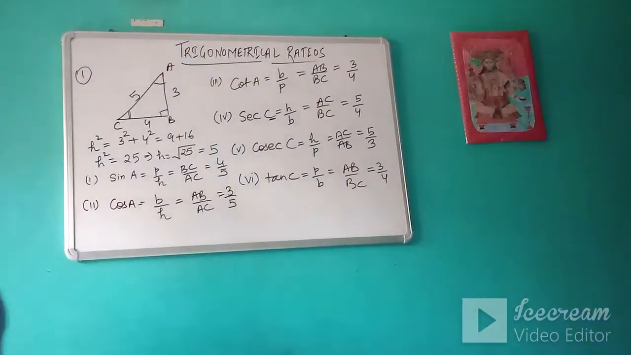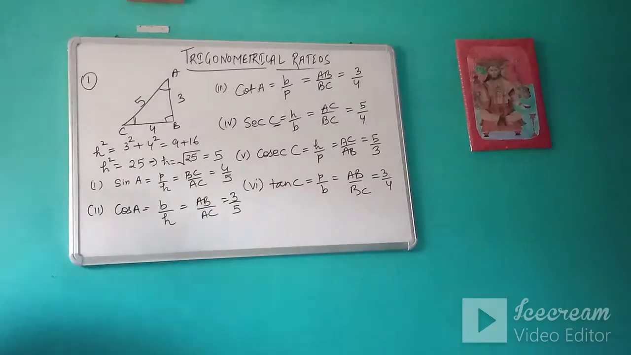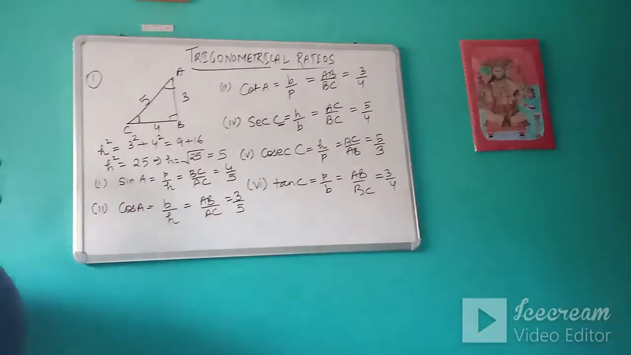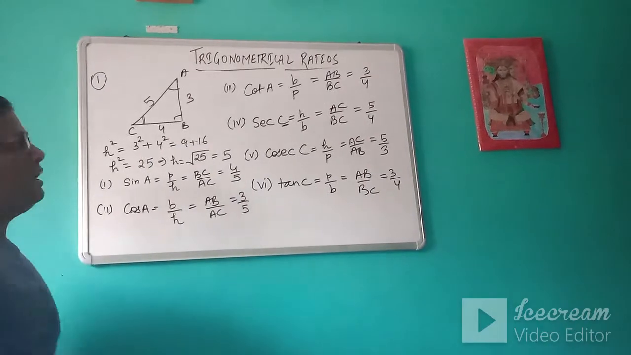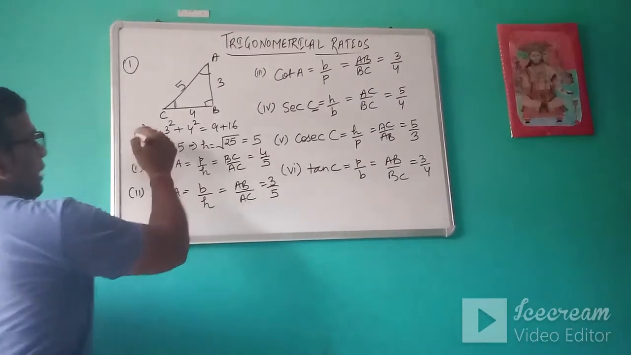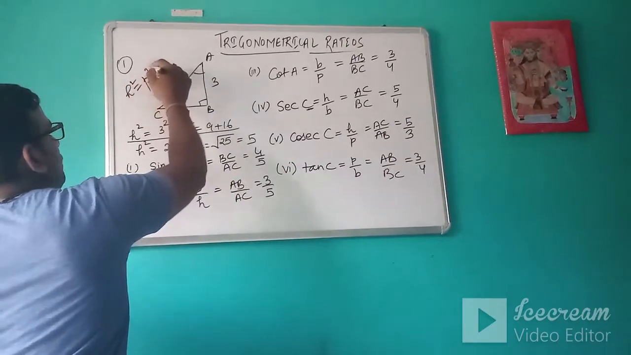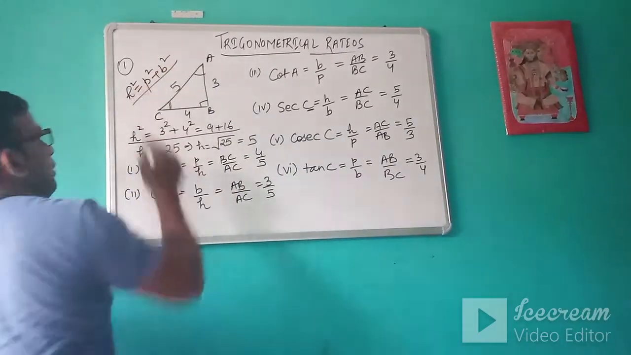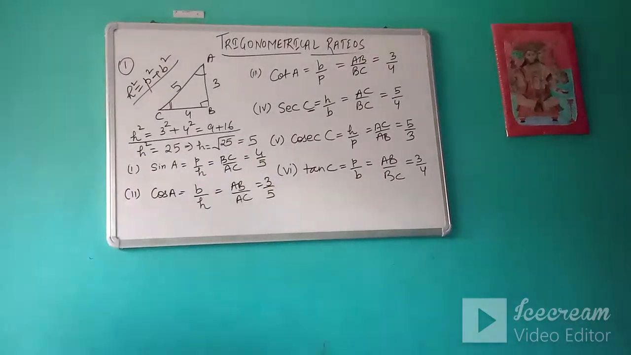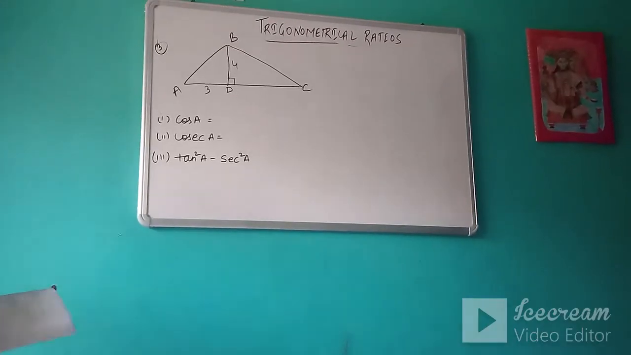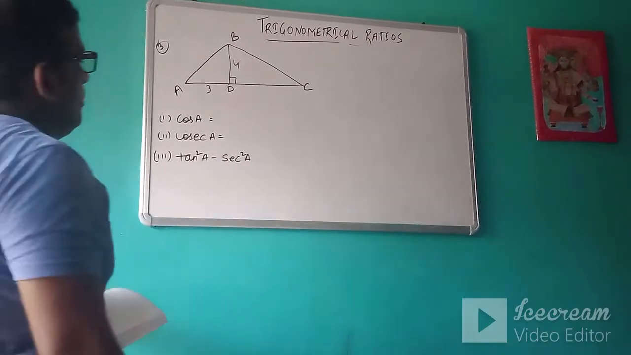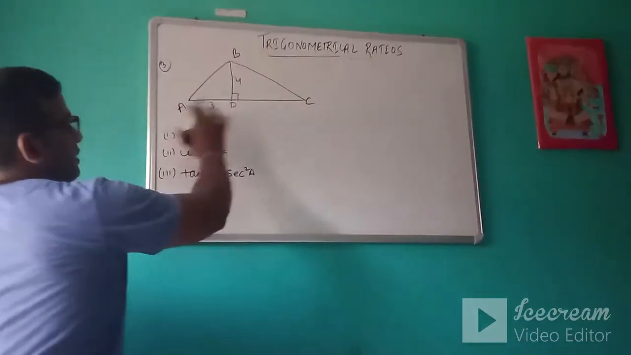Okay, like this you first try to find the trigonometric ratios for the elementary triangles. Whenever any side is not given, you first find the side by using the Pythagoras theorem. One more time I am repeating, you have to use the Pythagoras theorem only to find the remaining side. Okay, let's discuss one more type. Suppose a triangle is like this.